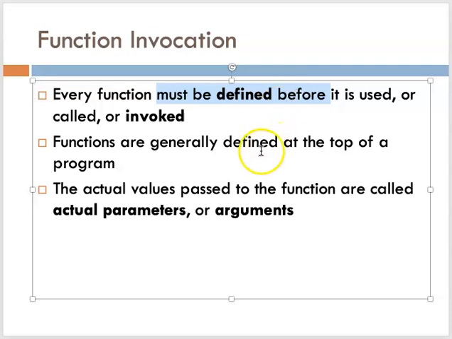These functions are usually defined at the top of a program, but as long as they're defined before you use it, that's the only real requirement that Python has. The rest is sort of software design or engineering principles that you might utilize, and that might be dependent on the particular application or the organization within which you're doing this. And of course, we mentioned that the actual values that are passed to the function are called the actual parameters or arguments, and these are the values. They can be the values directly, or they can be an expression that evaluates to that value, for example, a variable that holds that value.